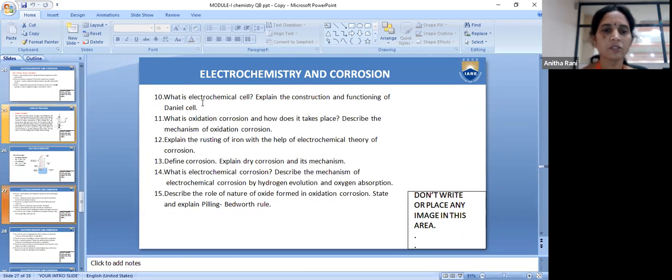Now the 10th one, you know this already. What is an electrochemical cell? Explain the construction and functioning of the Daniel cell. You write the same galvanic cell answer here. Next, what is oxidation corrosion, and how does it take place? Describe the mechanism of oxidation corrosion. This you have to write under dry corrosion. We discussed oxidation corrosion first, no? Corrosion by oxygen. You have to explain that with the diagram.